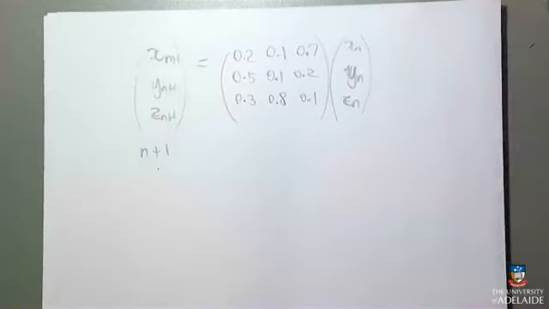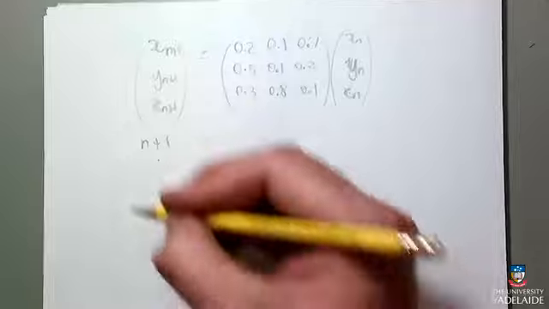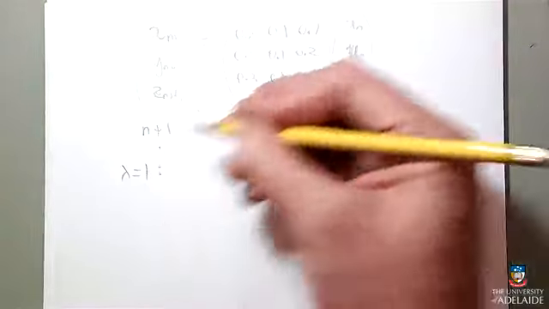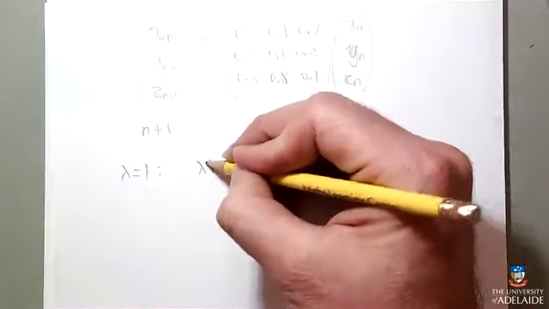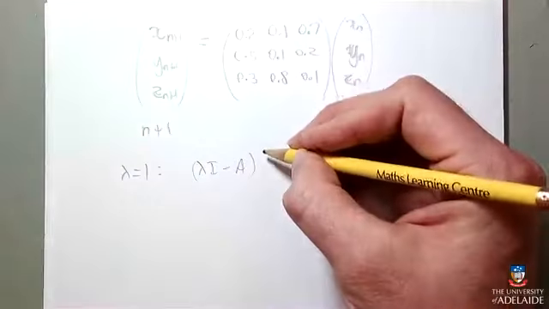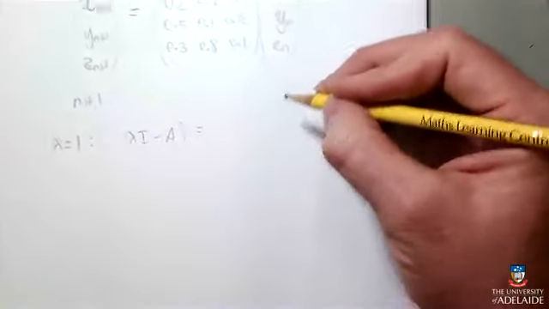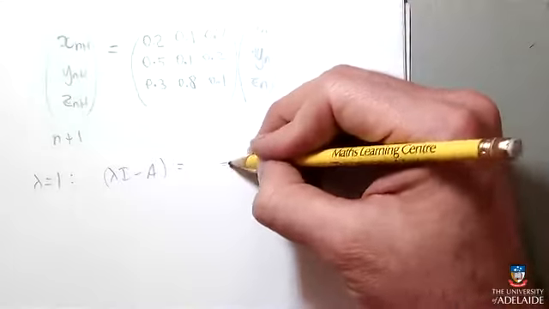And now I can figure out, I know that lambda equals 1 is an eigenvalue. And so I will do lambda I minus A. Whoa, okay. So minus A.